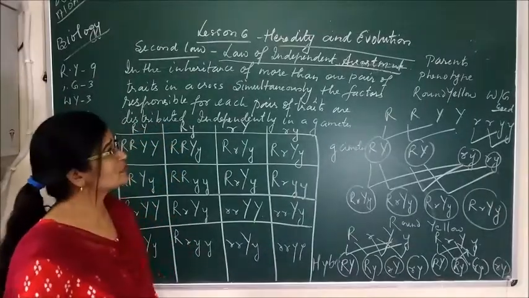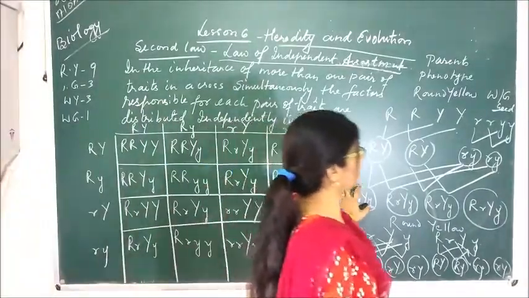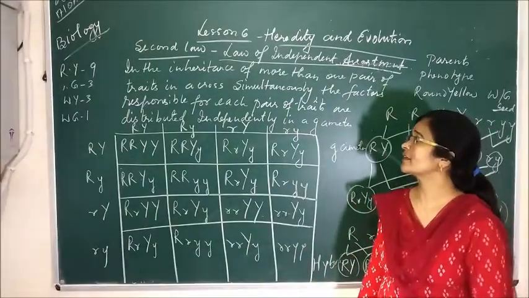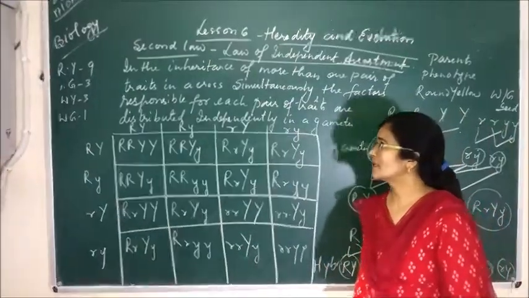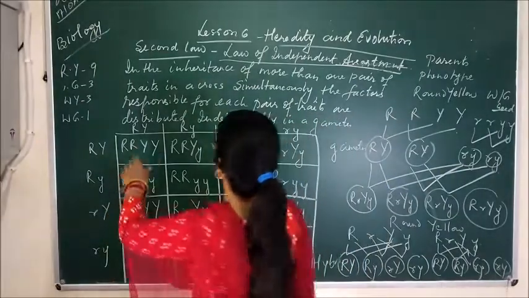Good morning, students. Today I will tell you the second law of inheritance given by Gregor Mendel by doing the experiment in the Pisum sativum, that is the pea plant.